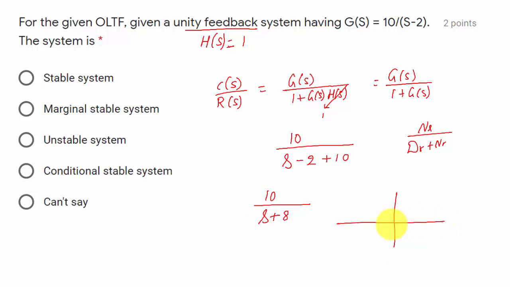What do you mean by s plus 8? The poles are on the left half of the s plane. Whenever the pole is on the left half of the s plane, the system will be a stable system. So the corresponding option is option A.